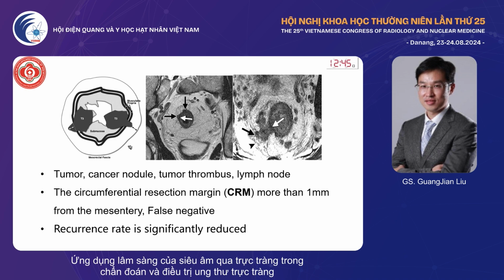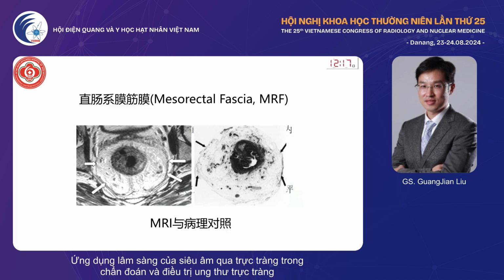The MRF can be delineated on the MRI image very clearly, as we can see here. This is the surrounding MRF. If the tumor is 1 millimeter away from the MRF, the surgeon can perform the operation very successfully. But if it invades the MRF, it means we have to perform neoadjuvant chemotherapy or radiotherapy to lower the incidence of local recurrence.